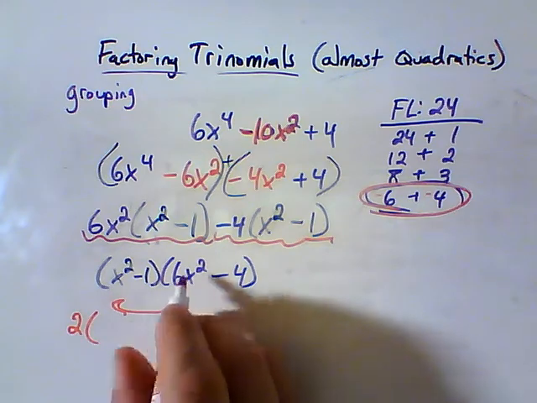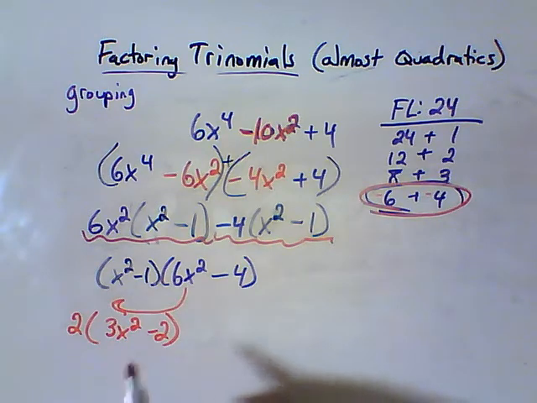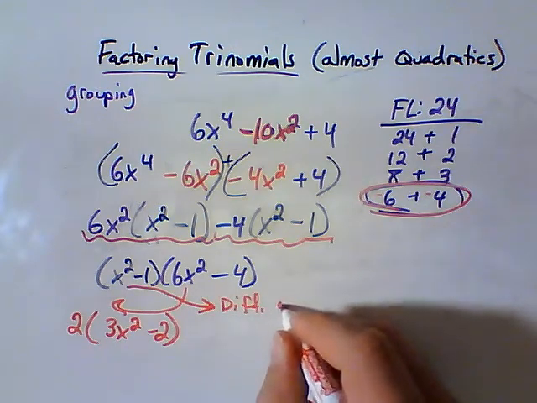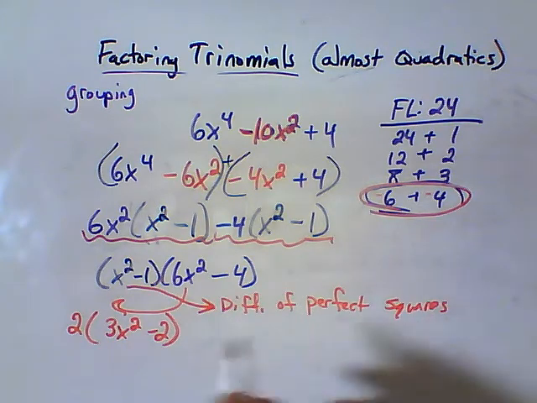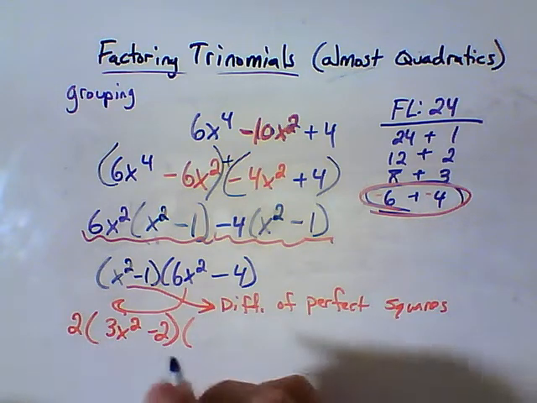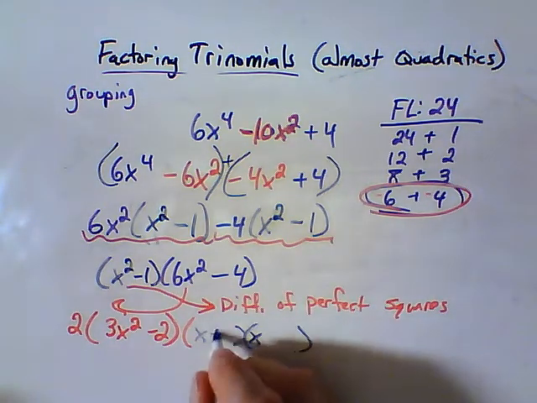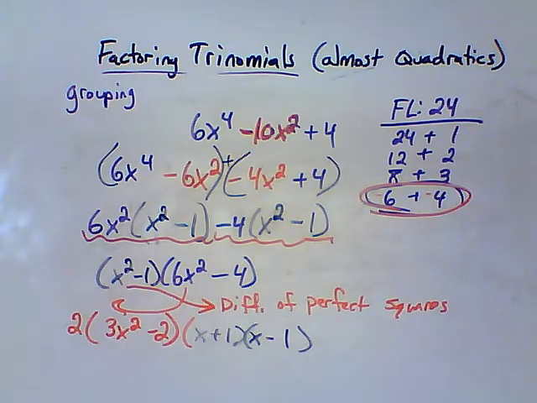Actually, I'll move the whole thing in front. That's going to leave me 3x squared minus 2. No perfect squares. We'll leave that alone without factoring it. This guy, however, is a difference of perfect squares. Please don't forget that 1 is a perfect square. He's neglected. He is a perfect square. So the square root of x squared is just x in front of both, different signs, and the square root of 1 is still 1. And now I have finished that one through grouping.